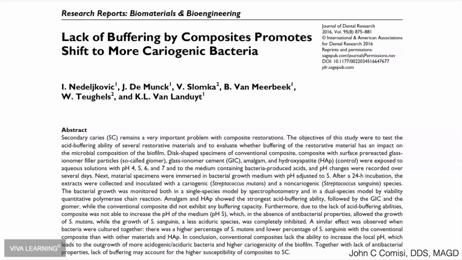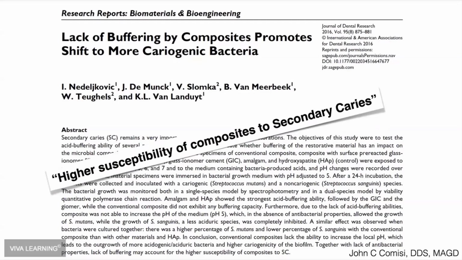And again, we have a lack of buffering capability by all of our resin products out there. And it enables a more opportunistic aspect for our bacteria with a cariogenic penchant to become more viable and virulent over the course of time, because these restorations have a higher susceptibility to secondary caries, as we have seen constantly, and the literature continues to show us.